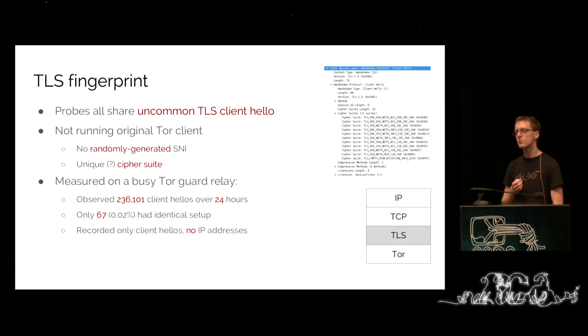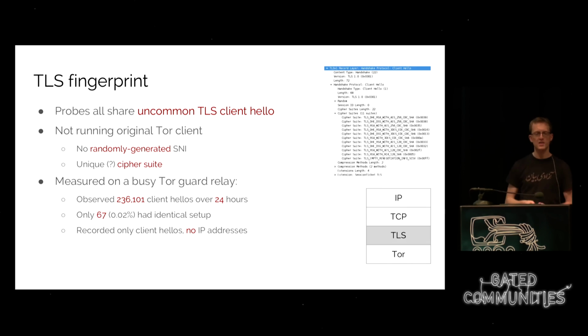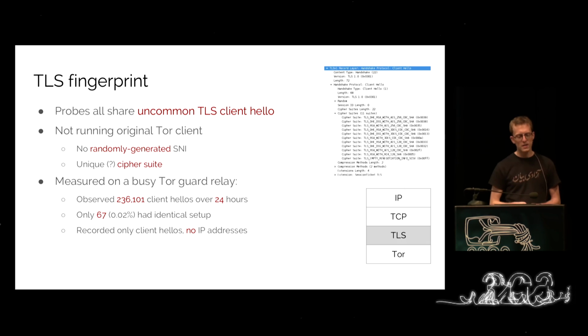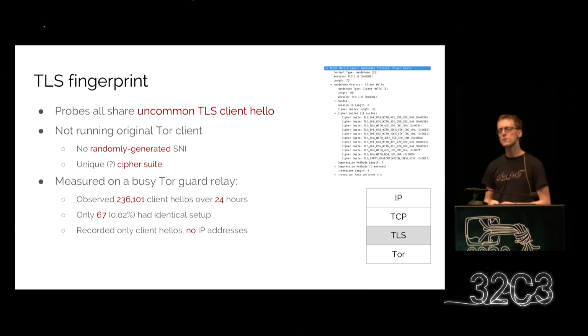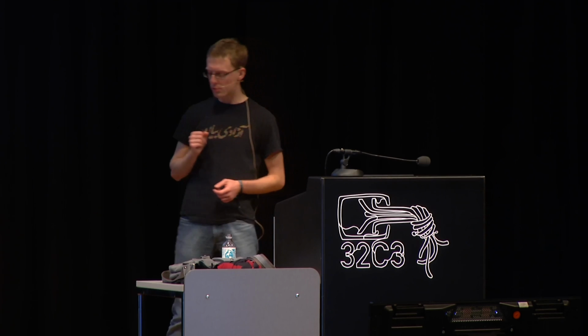And obviously, we did not record any IP addresses, so all we know is basically a frequency distribution of how popular a specific cipher suite is. We ended up getting more than 200,000 cipher suites in 24 hours. And the specific one the probes use is super unpopular. It's really just 67 entries. We don't know where they come from because we didn't record IP addresses. But the point is, this is absolutely not common. And maybe they were from China. We don't know. But it's really odd. This is not something a Tor client would send.